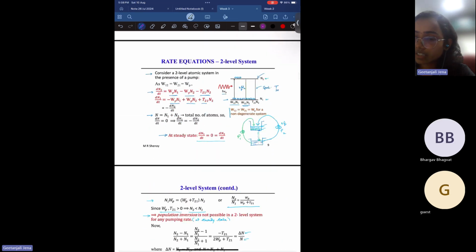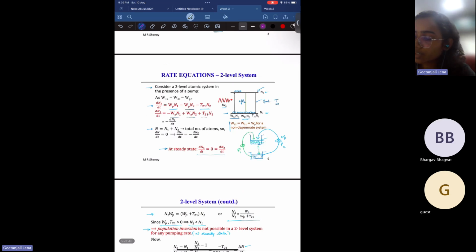Now if you write the rate equation for the two level energy system, what do we have? For this two level system, you have two energy levels. One has population N1, and another one has population N2. Let's say we have a pump, hνp, in this case. So if we have a pump, what will happen? The atom will get excited to the higher energy level, and during de-excitation, there will be spontaneous emission as well as stimulated emission.